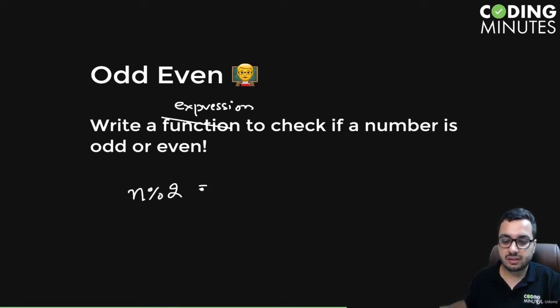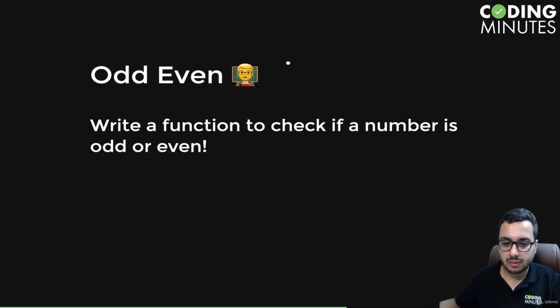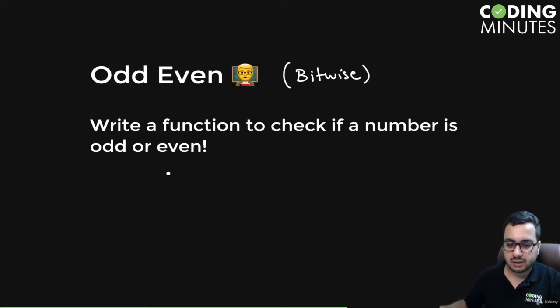If this gives us 0, then we can say the number is even. If it gives us 1, the number is odd. But since we are learning about bitwise operators, we want to solve this problem using a bitwise operator. One thing you will observe is all the odd numbers will have the last bit as 1, and all the even numbers will have the last bit as 0.